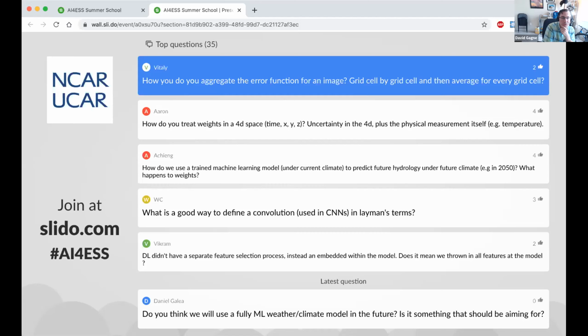Another question I pulled from further down the stack, but I think is relevant: how do you aggregate the error function for an image? Do you do it grid cell by grid cell and average over every grid cell? Do you weigh each grid cell differently? What has worked for the panel?